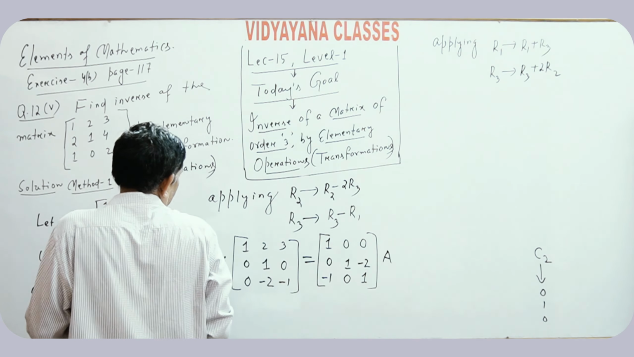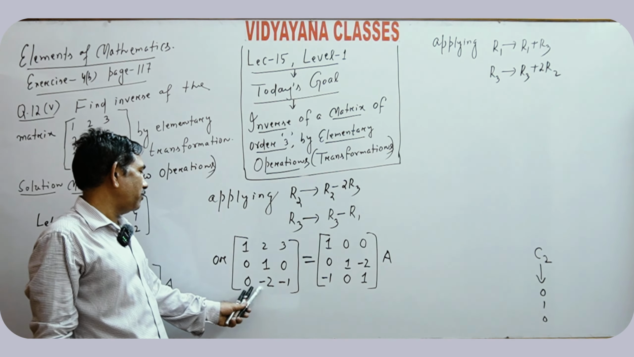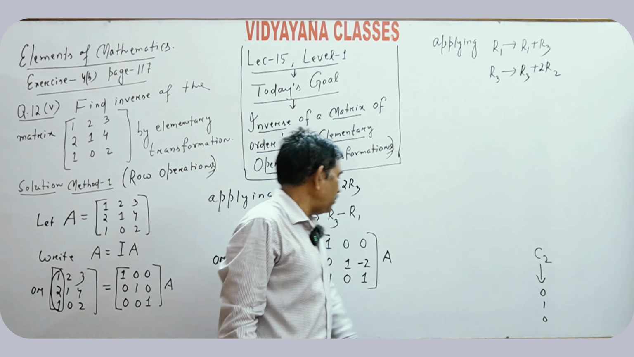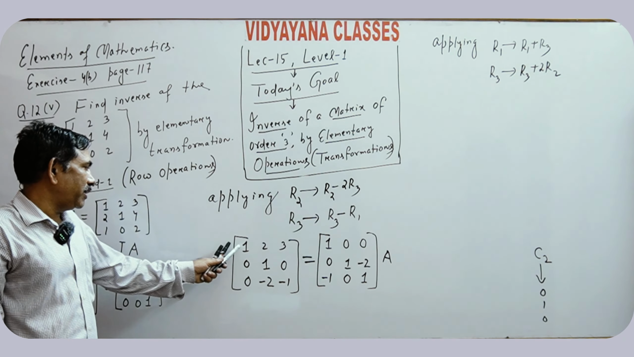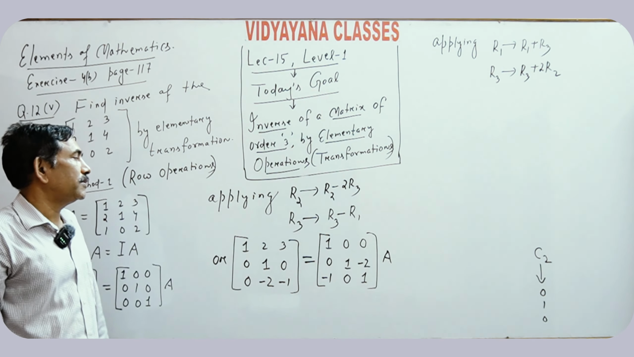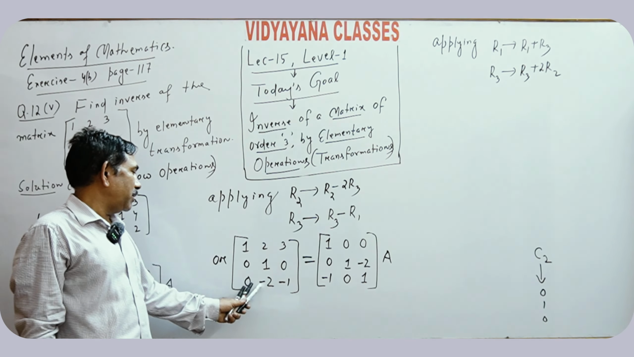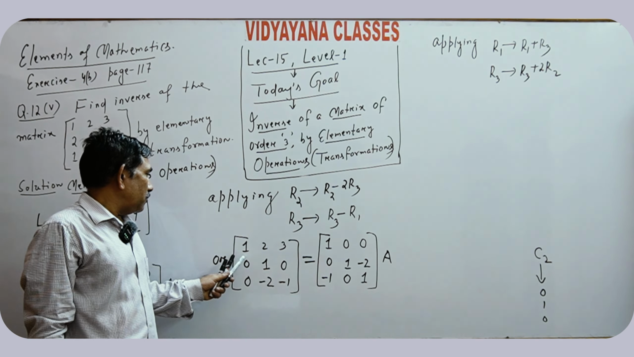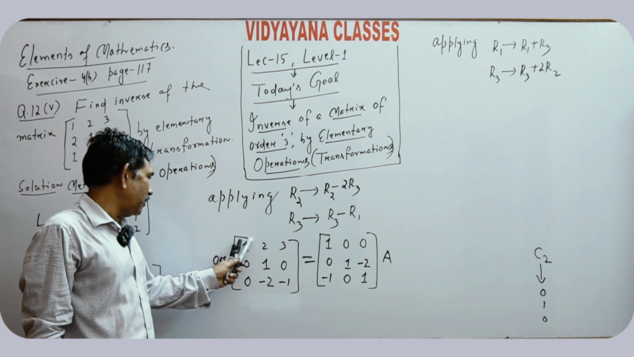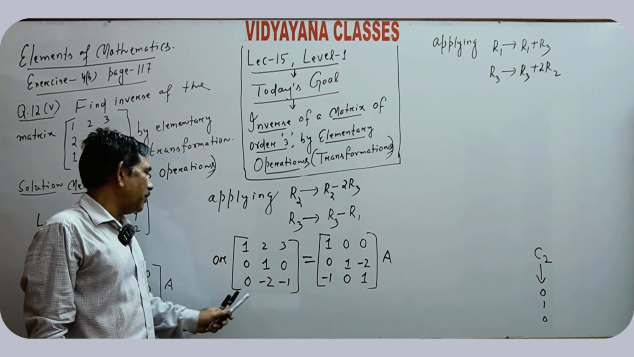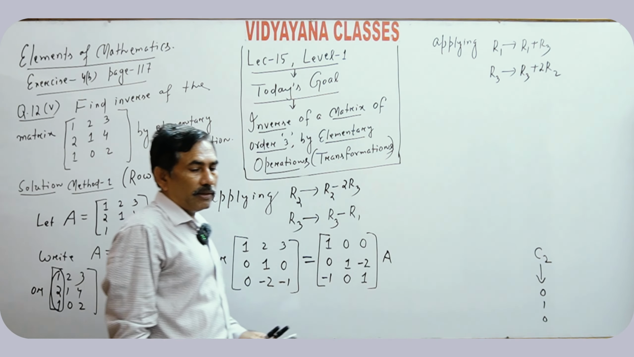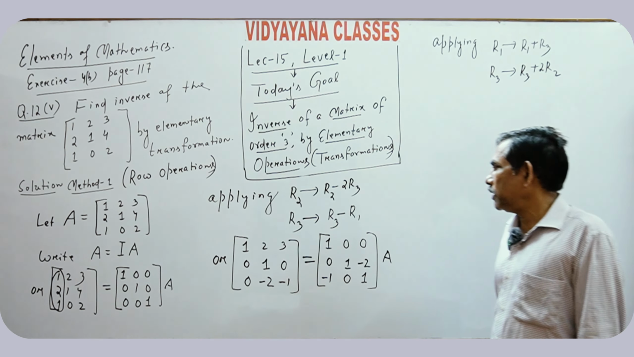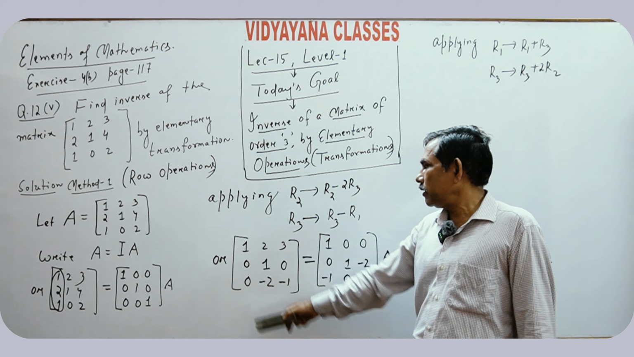It is very important. When the elements of column 2 are changed as 0, 1, 0, there is no change of column 1. When we change the elements of column 2, we must show that the elements of column 1 do not change. We will change the elements of column 2 so that the elements of column 1 do not change.